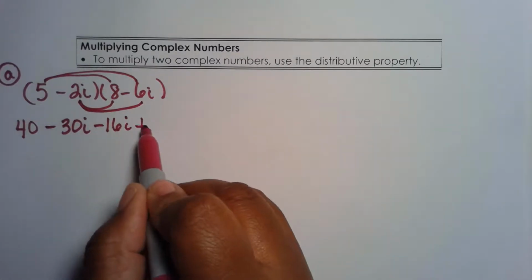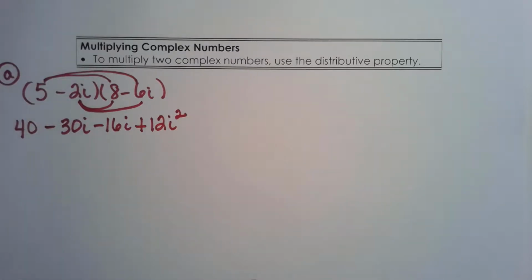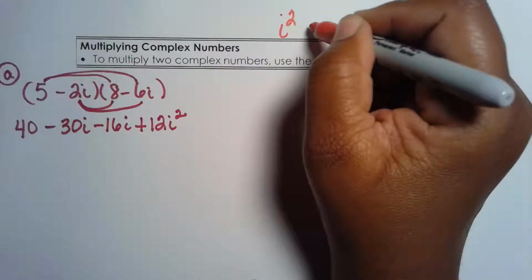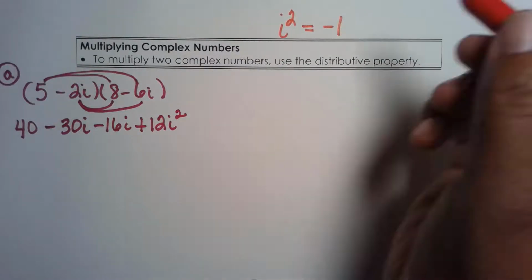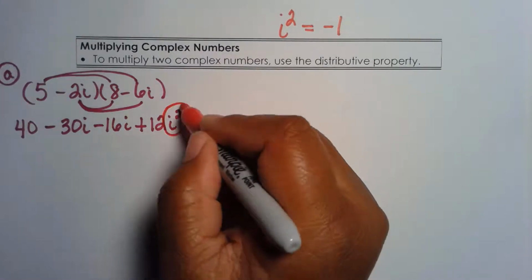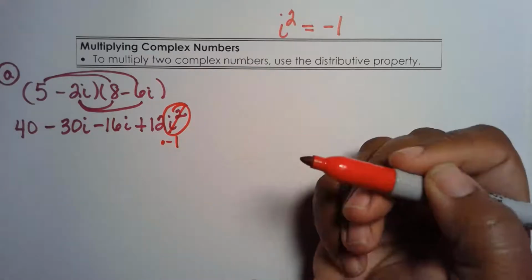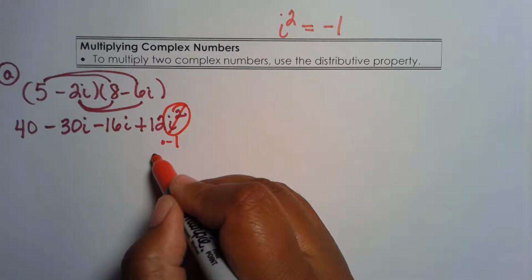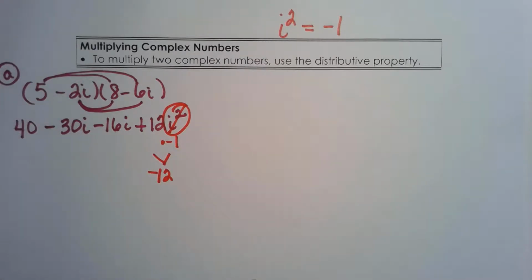That's positive 12i squared. Now remember, anytime you see i squared, it's going to equal negative 1. So wherever I see i squared, I circle it, just put a slash and I put times negative 1. Because what's going to happen is it's going to make that positive 12 become a negative 12, because we're multiplying 12 and negative 1 together.